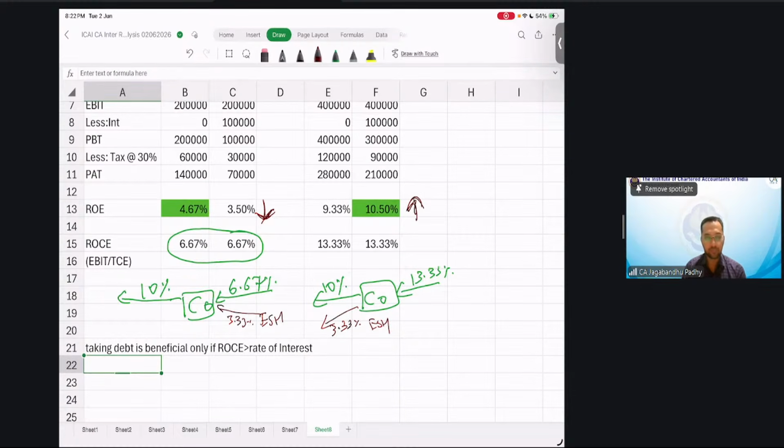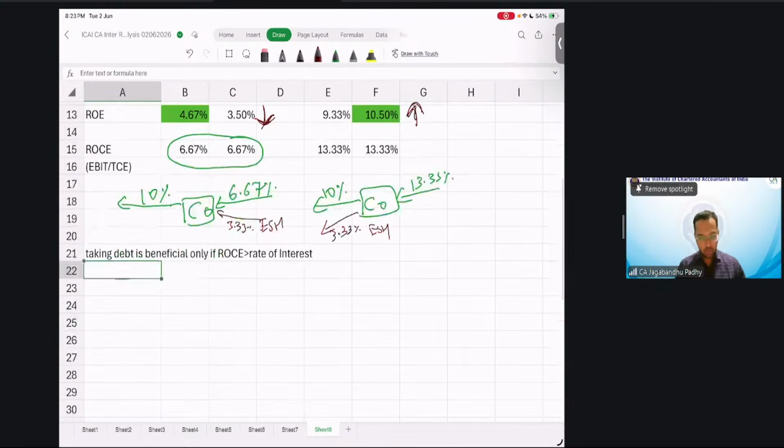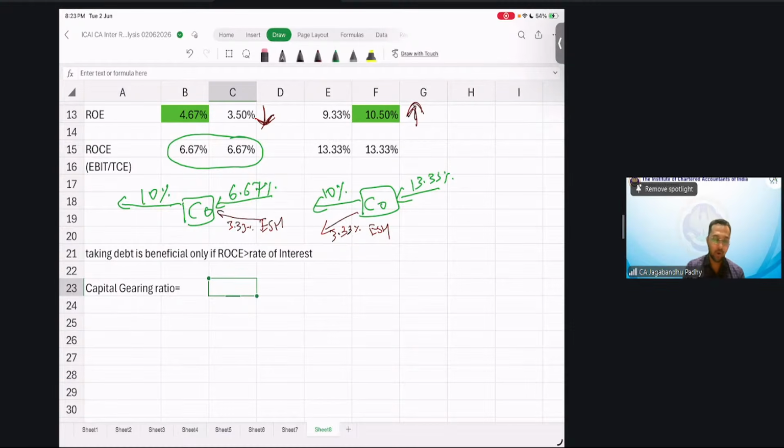Right? Okay. So this is something where we can connect now to an important ratio called the capital gearing ratio. Capital gearing ratio. Okay. So how many of you know driving? Let me just try to draw some sort of connection between this gearing ratio and driving. How many of you know driving?